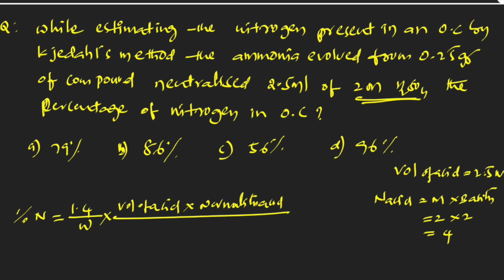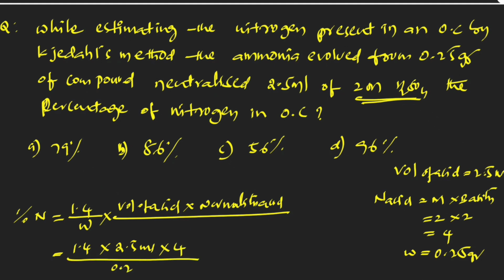What is the weight of organic compound? Weight of organic compound is 0.25 grams. So let's substitute these values. So 1.4 into volume of acid 2.5 ml into normality of acid 4 divided by weight of organic compound 0.25. We can solve. We are getting the approximate value of 56%. So the answer is option C.